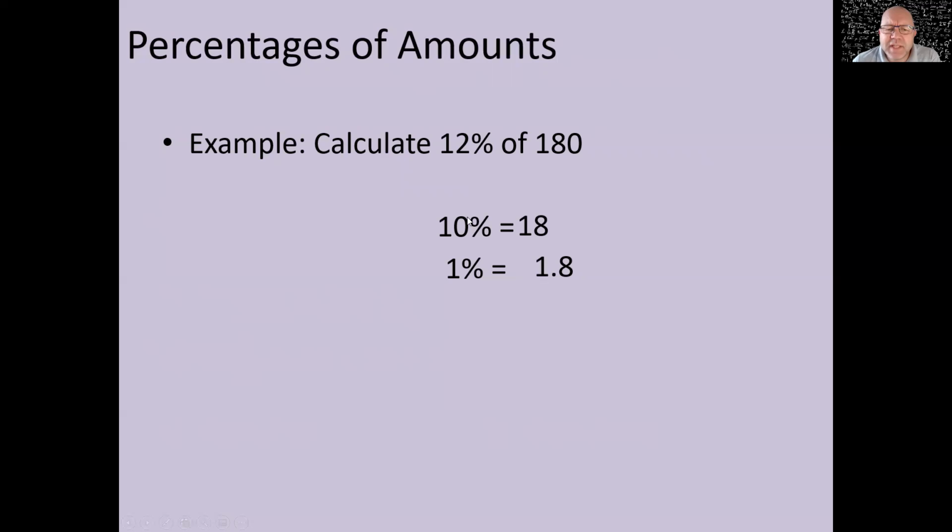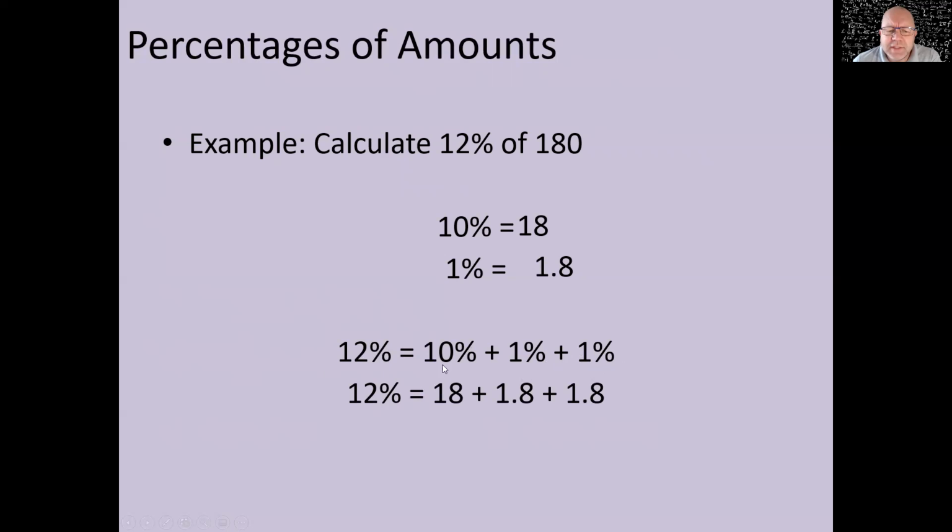So we now know what 10% and 1% is, and we want 12%. Well, that is 10% plus 1% plus 1%. Can you see? 10 plus 1 plus 1 makes 12. So if we know what 10% is, and we know what 1% is, then we can find 12%. And there's the values. 10% is 18, 1% is 1.8, and 1% is 1.8. Add those all together, and you get 21.6.